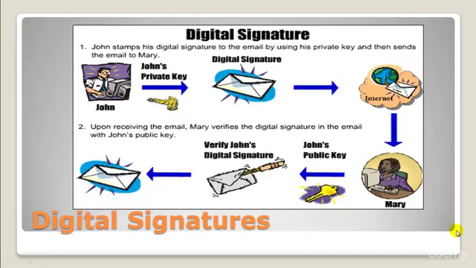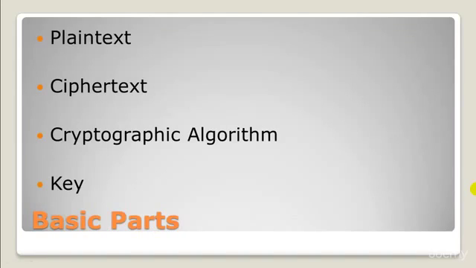Starting off with the basic parts, there are four basic parts in cryptography. The first one is the plain text. It is unscrambled information to be transmitted, and it could be a simple text document, a credit card number, a password, a bank account number, or sensitive information such as payroll data, personal information, or a secret formula being transmitted between organizations.